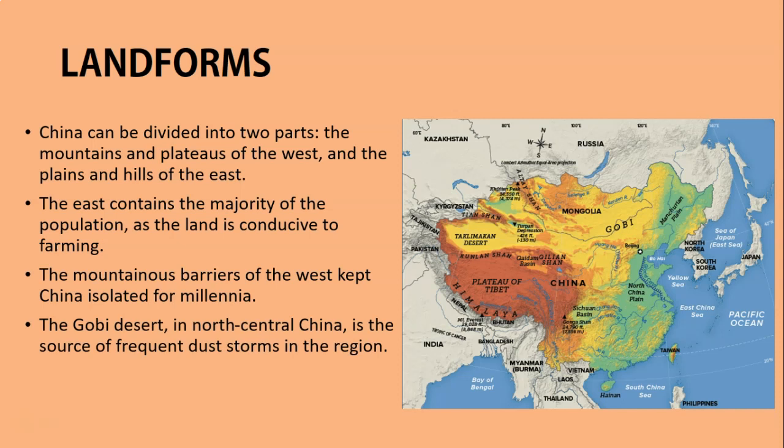All right, now our next major landform is in the northern section of China, and it is the barrier that separates China from Mongolia, and that is known as the Gobi Desert, and it is right here.